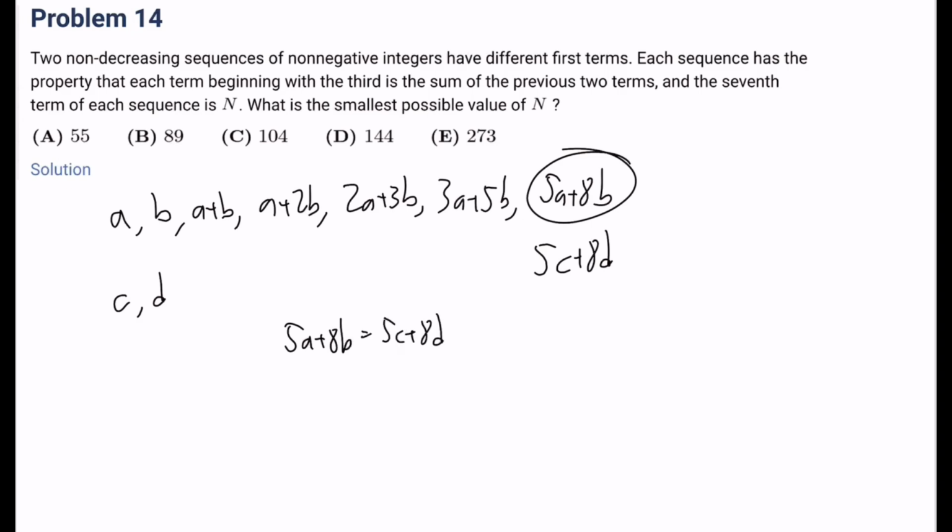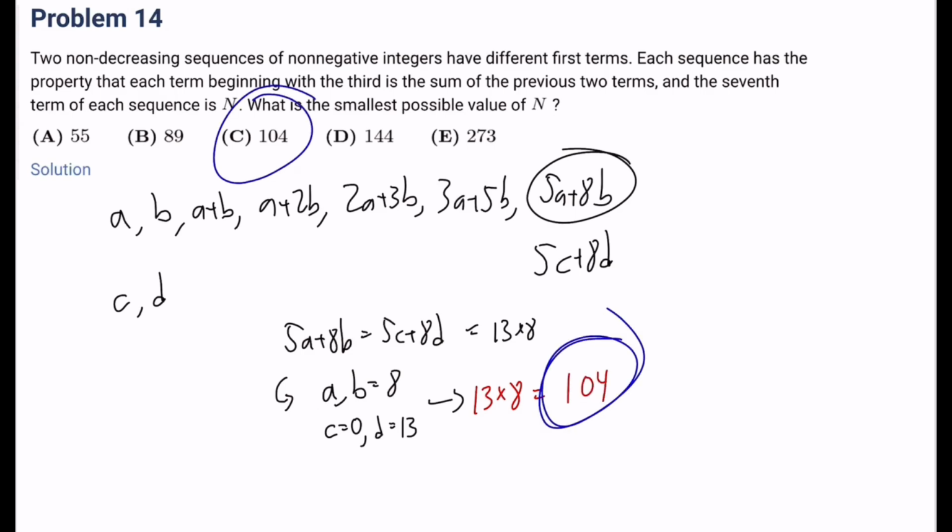Yeah, so here it's when 5 plus 8, it's 13. This should be 13 times 8. And so if that happens, then it can be that a and b are 8, c is 0, and d is 13. These both give us the answer of 13 times 8. So that's the smallest possible value of n. It's 13 times 8, which equals 104. And that's our answer. It's C.